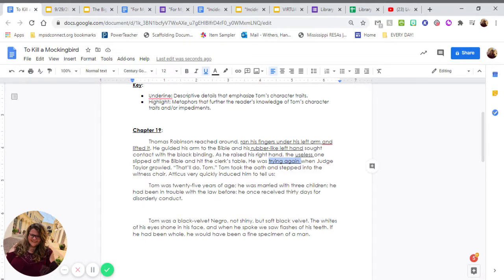Atticus was very quickly introduced him to tell us. Tom was 25 years of age. He was married with 3 children. He had been in trouble with the law before. He once received 30 days for disorderly conduct.